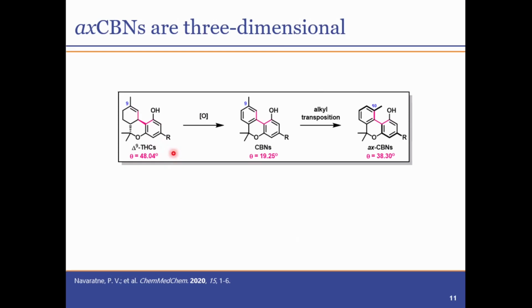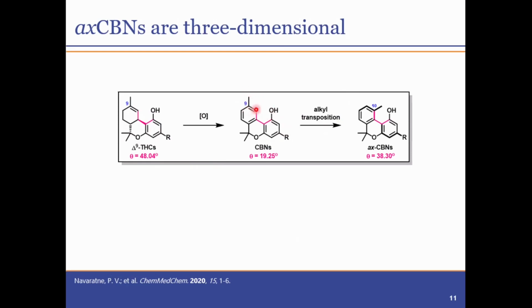In synthetic organic chemistry, we also like to designate three-dimensionality by these wedged and dashed bonds. When you see those, that means that the molecule is three-dimensional about those points. For THC, the torsional angle is about 48 degrees. And if you compare that to cannabinol, the torsional angle is only about 19. So THC is significantly more three-dimensional than CBN.